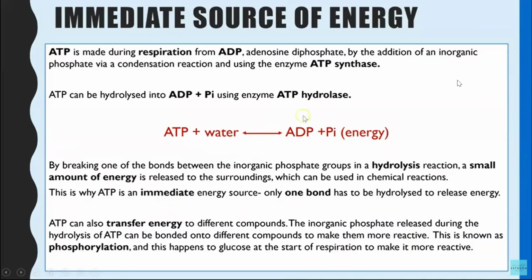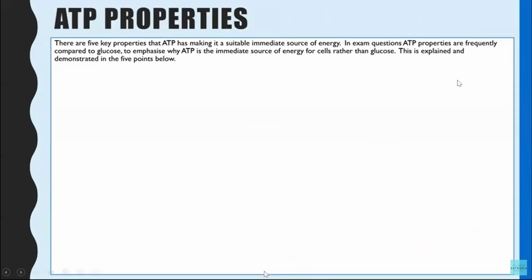And this reaction here, ADP and Pi joining together to make ATP, that is phosphorylation because the ADP is becoming more reactive and it's gaining energy by adding a phosphate group on to become ATP. And phosphorylation is also the first stage in respiration, in glycolysis, which is in aerobic and anaerobic respiration.